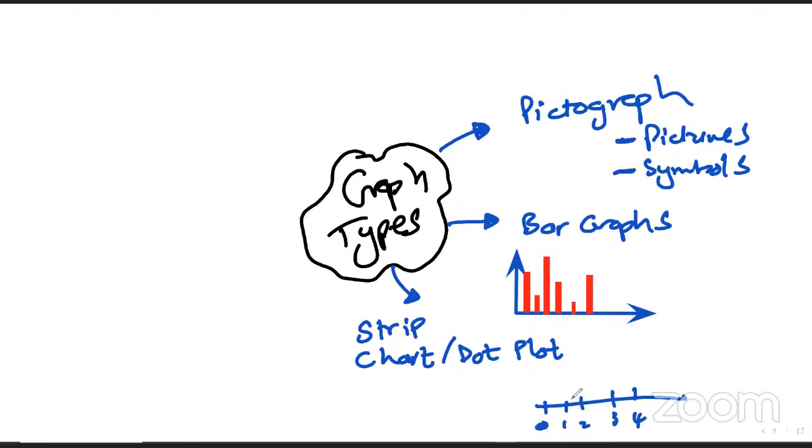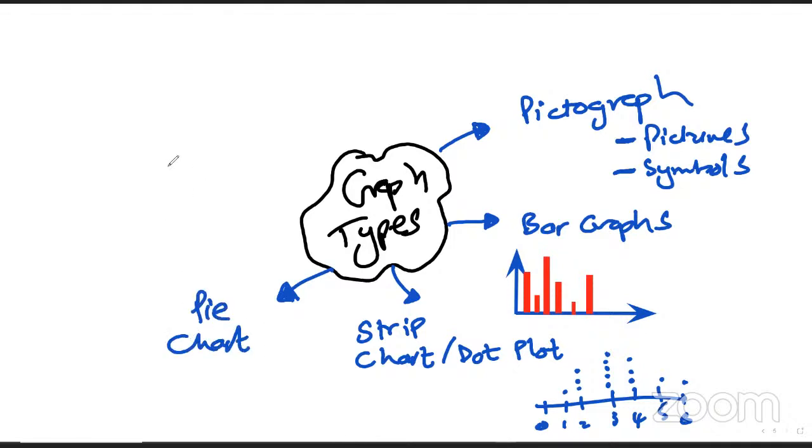0, none. 1 student. 2. 3. 4 hours. 5 hours. 6 hours after school, non-stop. I don't know if that data is true, but anyway, that's a dot plot. So we've got graph types, dot plots. Let's move into the next one, pie charts.